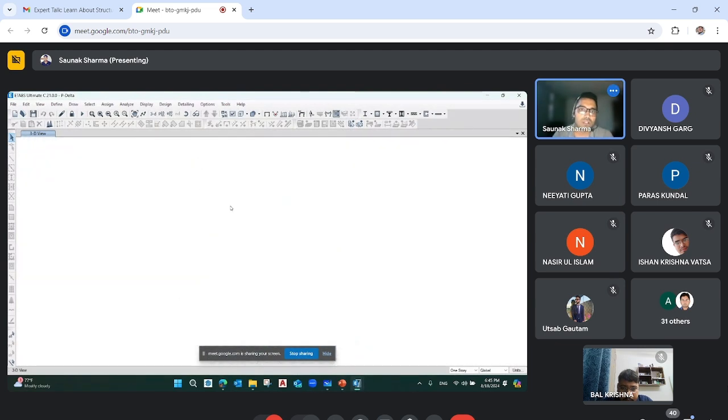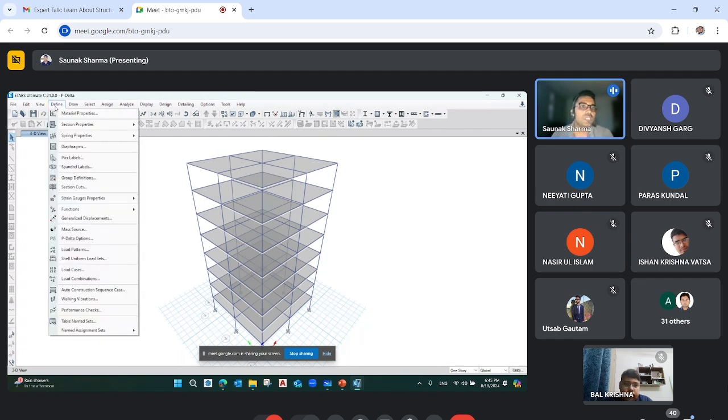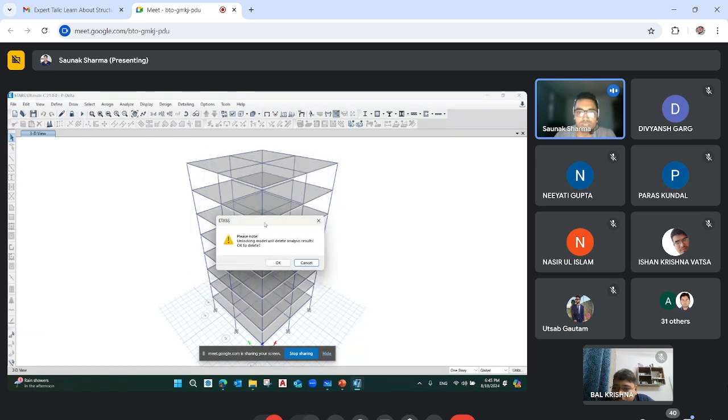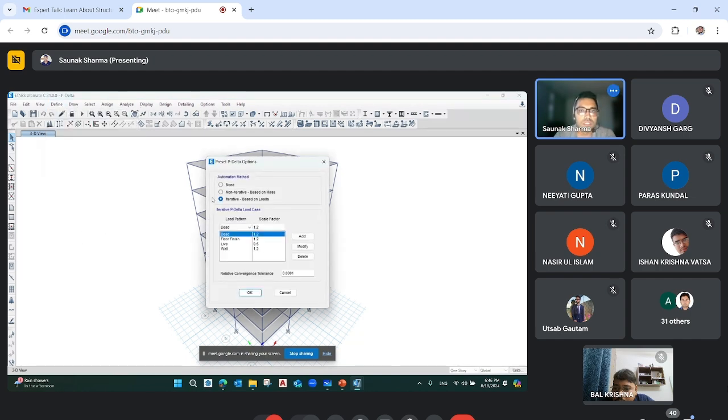This is a reference model I have created for this class. We need to go to Define, and here is the P delta option. Let me unlock this model first. We go to Define, P delta option. One option is None. If we click None, it will not consider the P delta effect in this building. Another is non-iterative based on mass. This is not recommended while designing real structures. The other is iterative based on load.